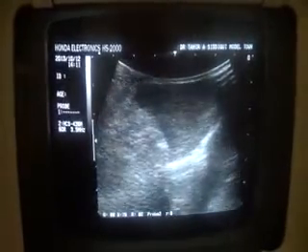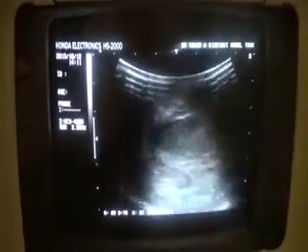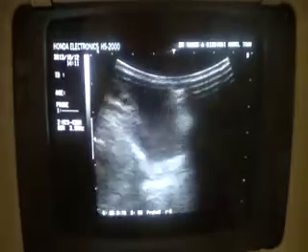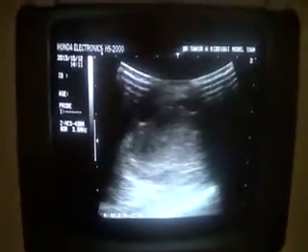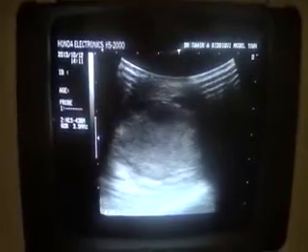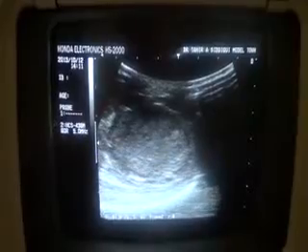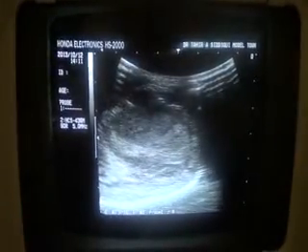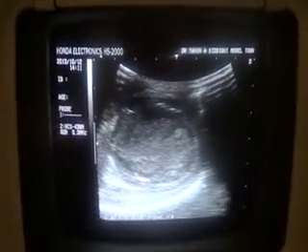Now I'm going to move the probe towards the right side, and here you see the right testis. The patient is extremely tender. This is the right testis, and you can see that it shows a heterogeneous appearance.